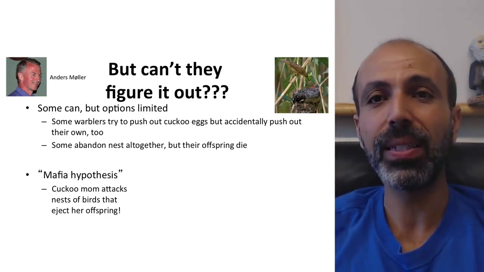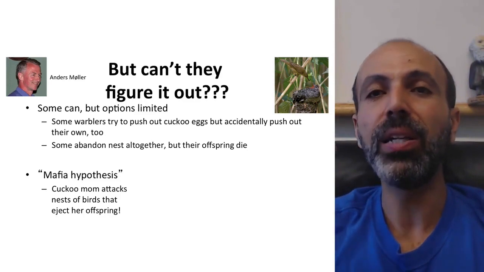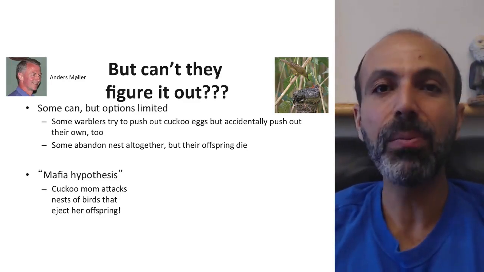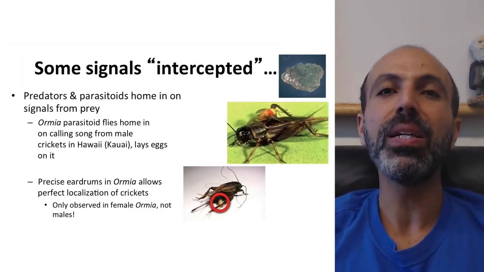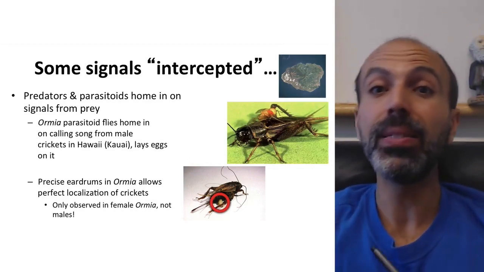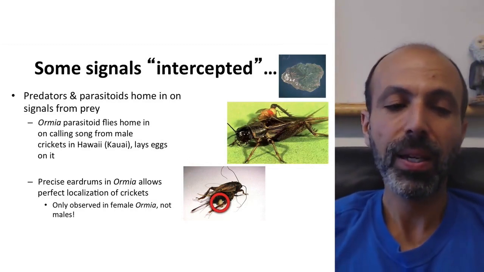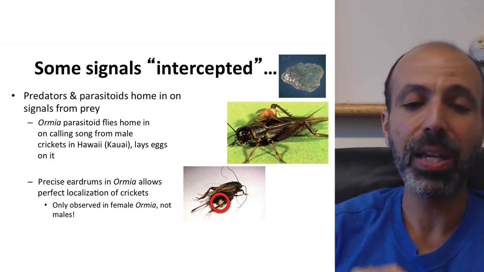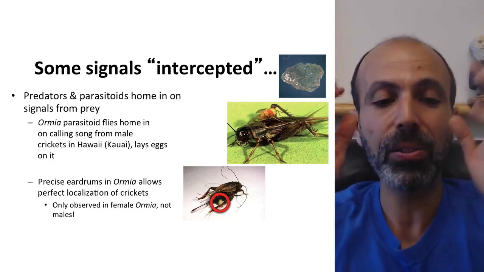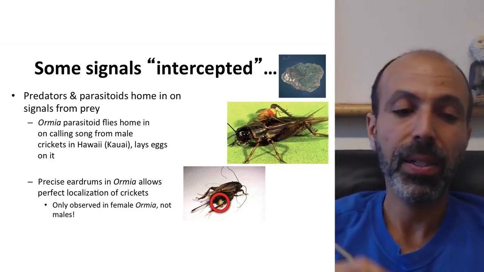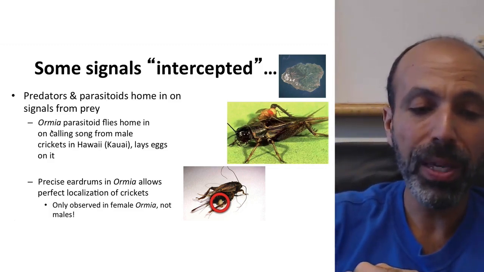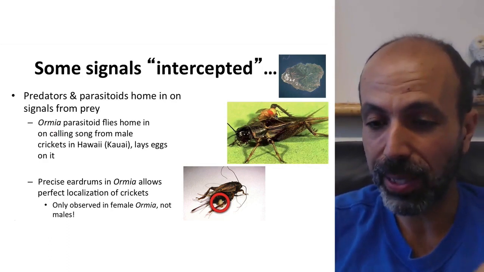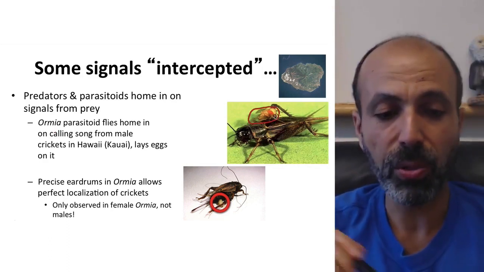Now, we've talked about these signals that are intended for particular recipients, but sometimes signals will be intercepted by unintended recipients and then misused. What we see in this particular example is that there are predators and parasitoids that home in on signals from the prey. Okay, so here we have an Ormia parasitoid fly. This little fly that's sitting here on the cricket is an Ormia parasitoid fly.